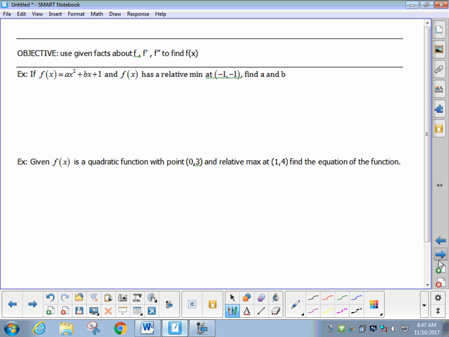Let me give you an example, a pretty good feel for what the harder ones might look like. The idea is you're given some function and it's not complete, and they give you a couple of facts with which to fill in the blanks or figure out the missing pieces. It's kind of like a mystery if you want to make it fun. So you have ax squared plus bx plus 1. It's some quadratic. And f of x has a relative min at -1, -1. A and b then have to be some certain numbers.